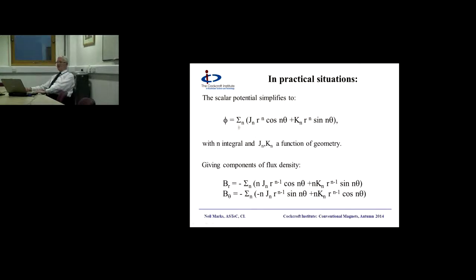And so we've reduced it to the scalar potential equals an infinite series in arbitrary constants Jn and Kn, r to the n cos n theta, r to the n sine n theta. n is an integer, and Jn and Kn are functions of the geometry, which are still to be decided. But if we differentiate these and get the components of flux density, we have this little lot down here, the equation of B in the radial direction and the equation for B in the theta direction.